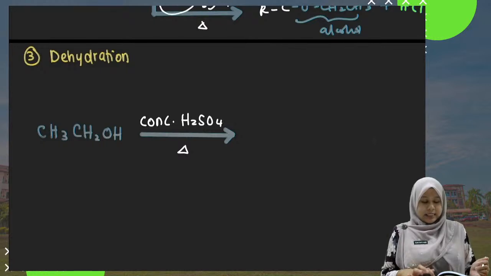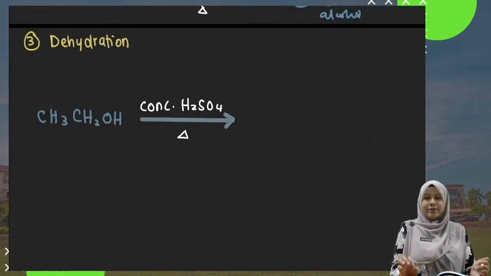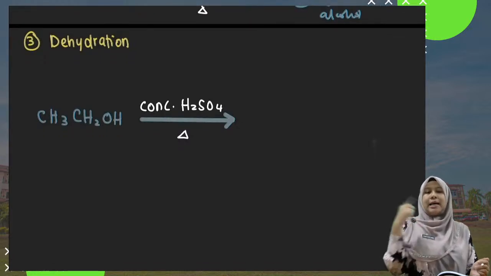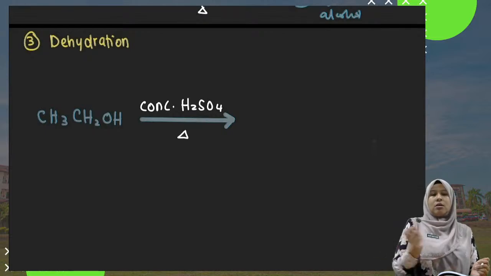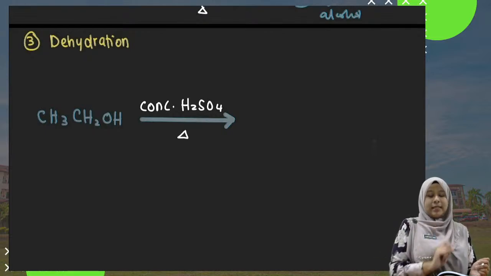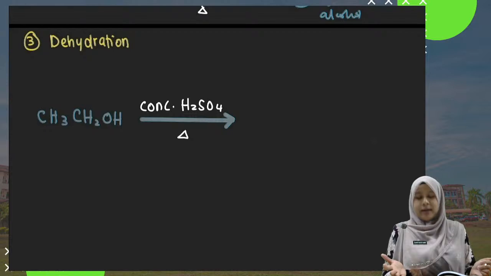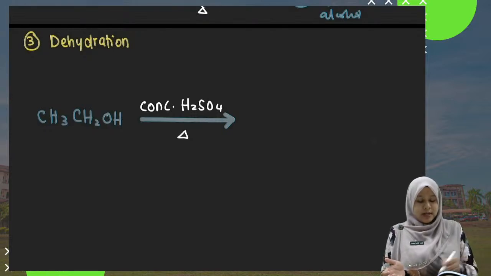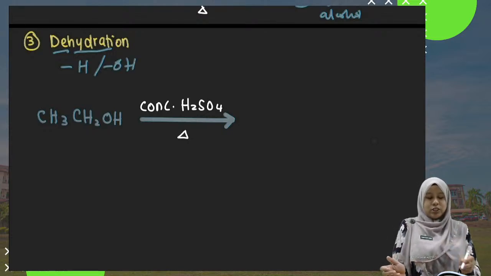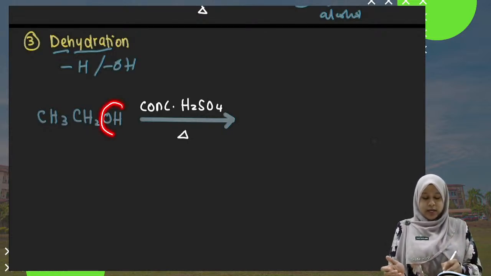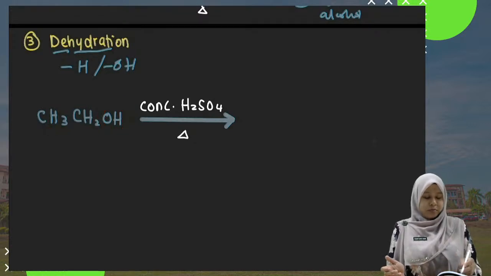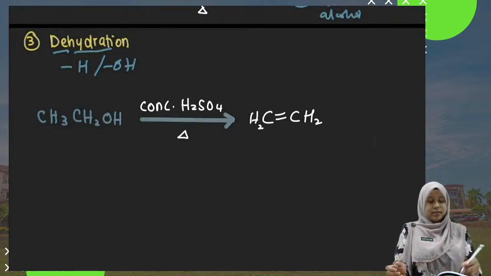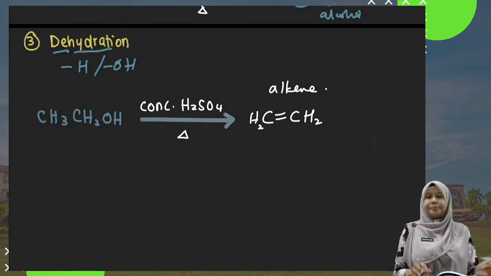Okay, reaction yang ketiga yang alkohol boleh buat adalah dehydration. So yang ni kamu belajar dalam topik alkene, iaitu dehydration of alcohol to form alkene. Ni sama lah macam repeat balik. So bila dia kata D maksudnya buang, hydrate maksudnya dia buang H, dia buang OH daripada structure tu. So kita buang kat mana? Kita buang OH, kita buang H. So dia akan dapat formation of alkene. Okay, so yang ni untuk formation of alkene.